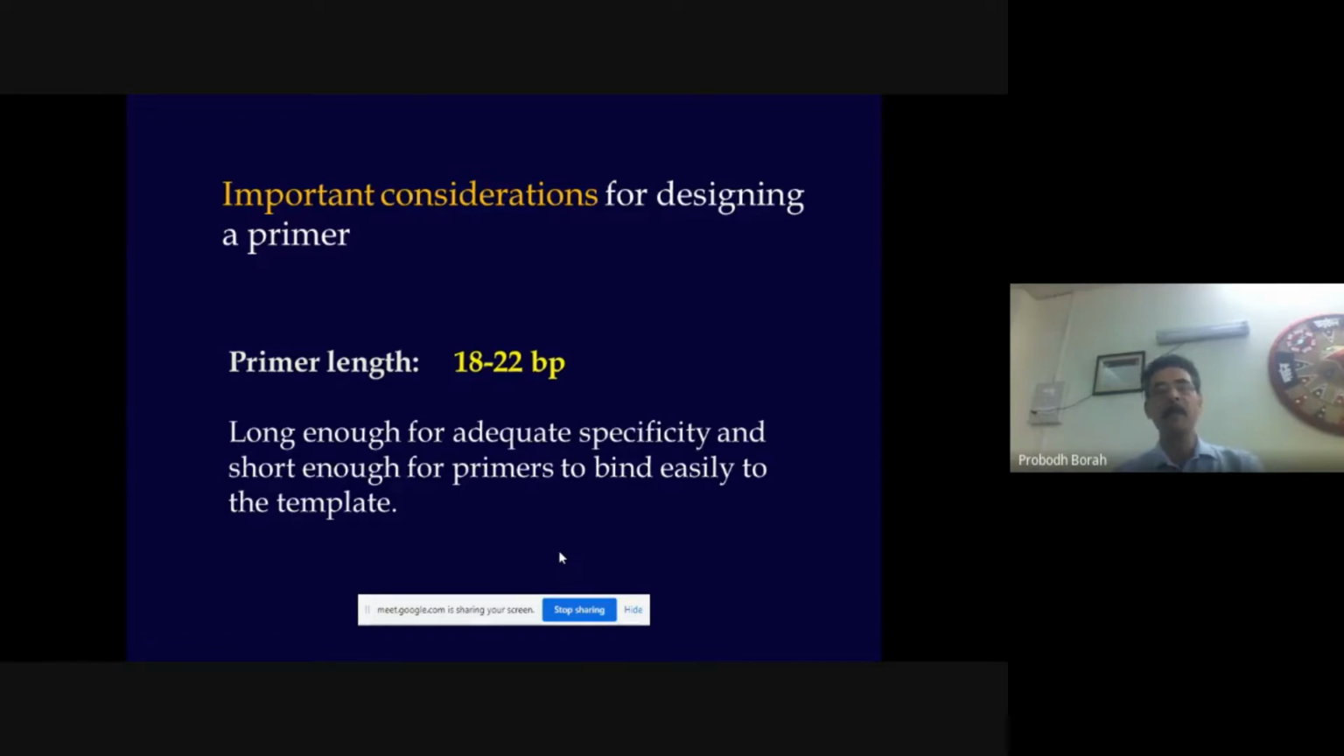That means there may be non-specific binding. It will not bind to only the target sequence, but it will also bind to several other positions in the genome sequence, which we do not want to amplify. So that means the primers, if they are very short, they will be highly sensitive. Sensitivity will be more, but their specificity will be less.